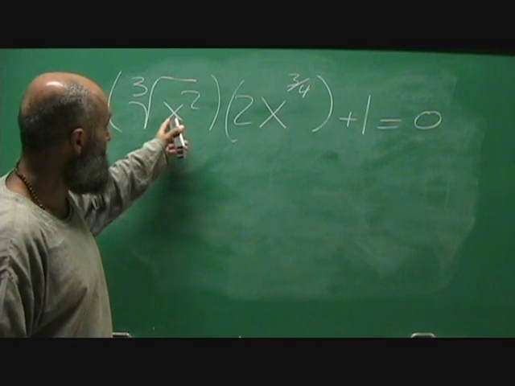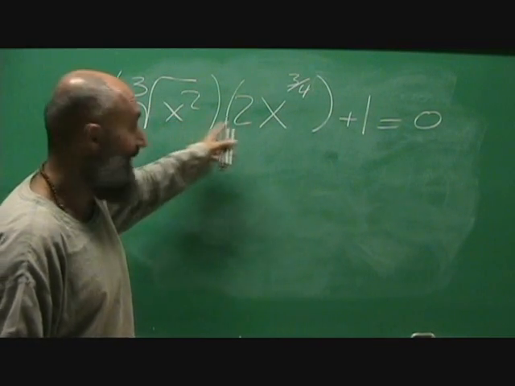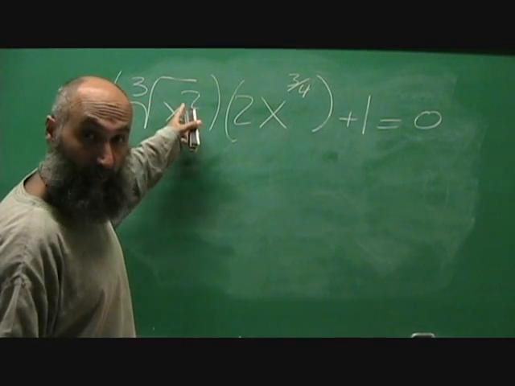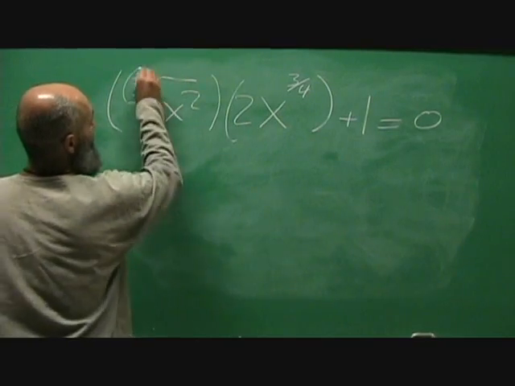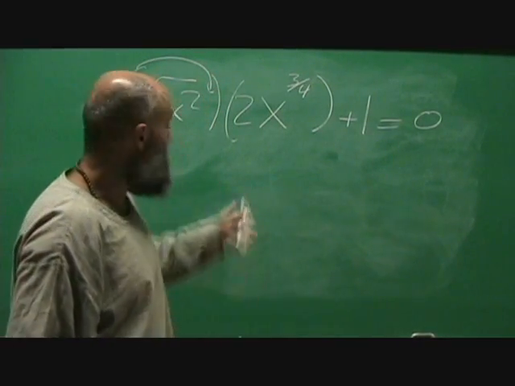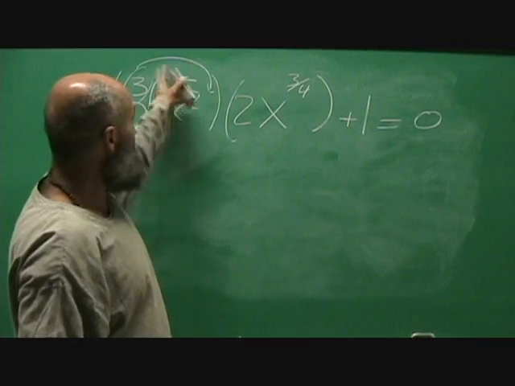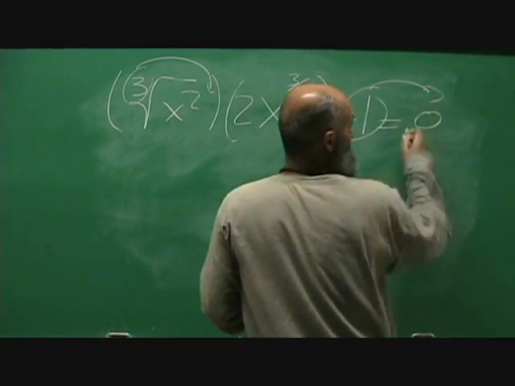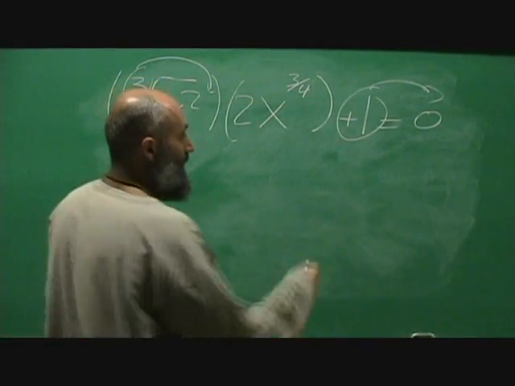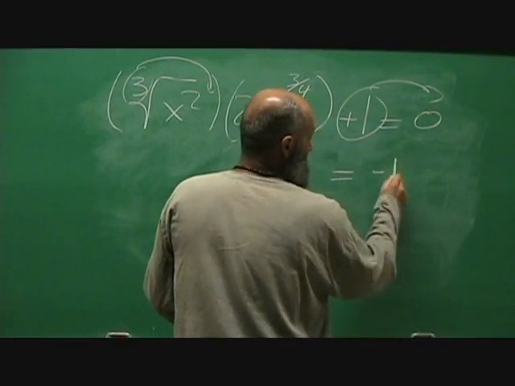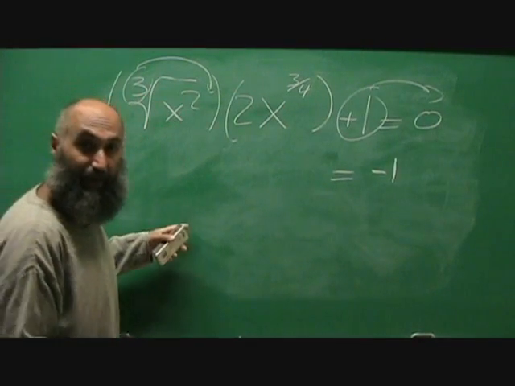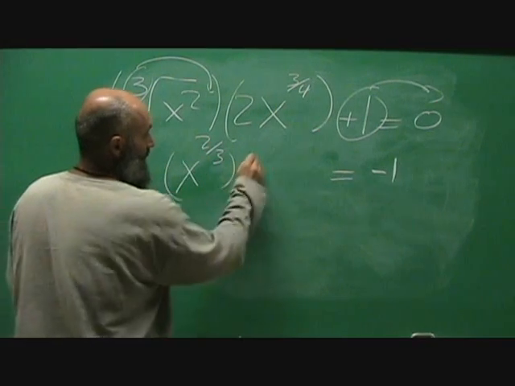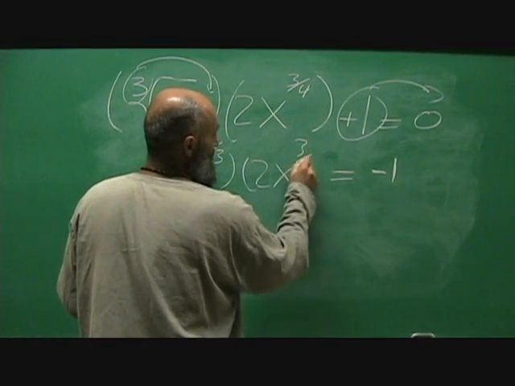So the way we're going to combine, multiply this x and this x, we're going to have to write this thing as an exponent, take away the radical, right? And as we talked about before, this guy goes into the denominator in the exponent. Now I'm going to do this at the same time as I'm moving the 1 over there. So over here, we can just grab this guy, bring it over, it becomes negative 1. So in here we have negative 1. Over here we're going to have x to the power of 2 over 3 times 2x to the power of 3 over 4.